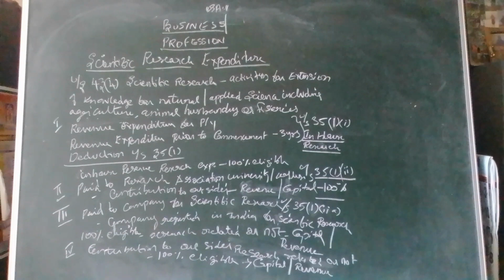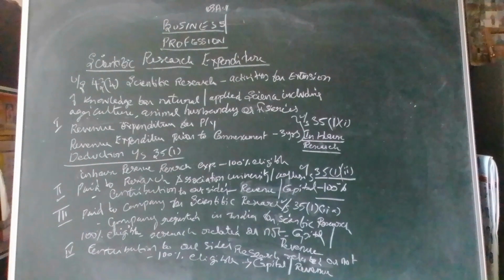The previous one is 35(1)(ii). This is 35(1)(iia). And what is the quantum of deduction? The entire amount is eligible. If I am contributing 1 lakh rupees to that company for doing the research, then the entire 1 lakh I can claim as the deduction. Entire 1 lakh I can take as an expenditure for my business, on the debit side in the P&L account.